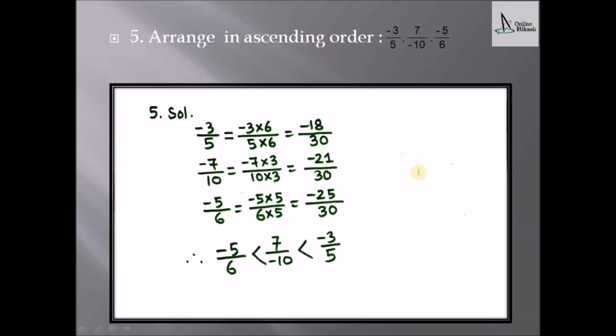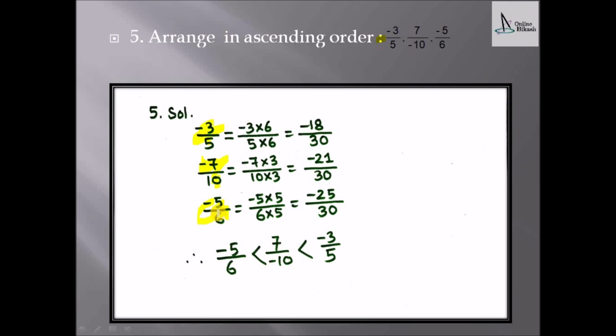Number 5, arrange in ascending order: minus 3 by 5, 7 by minus 10, minus 5 by 6. In the question, maybe the minus sign is given here, but it doesn't matter. Minus 3 by 5 and minus 3 by 5 are both the same. Now I have written those three rational numbers: minus 3 by 5, minus 7 by 10, and minus 5 by 6.